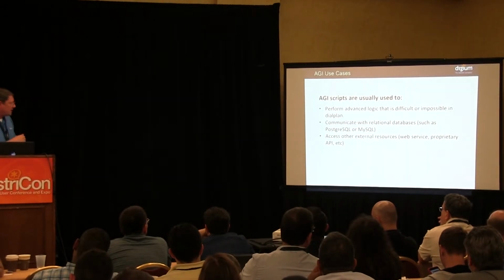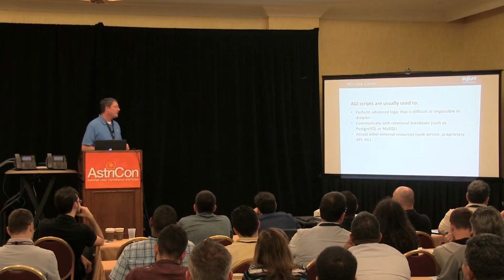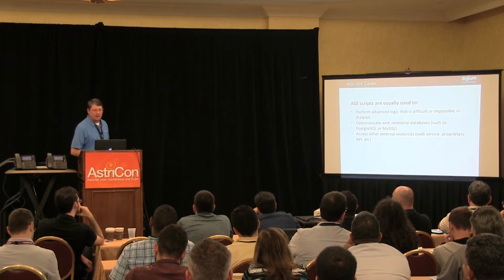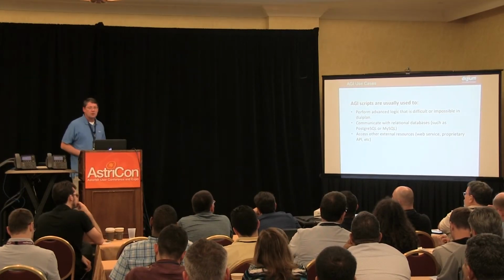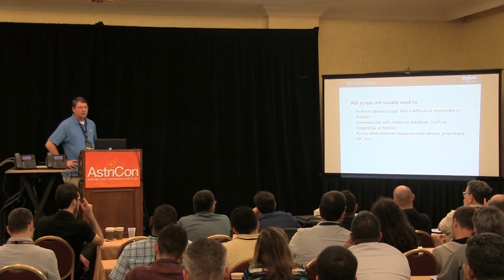So why would you use an AGI? A lot of times there's some advanced logic you need to do that really can't be done inside the dial plan, so you'd want to do it externally. You might want to communicate with a database, and even though you can do that within the Asterisk dial plan, it's a lot of times much easier to do it within a real programming language. And maybe you need to access some other resources like web services or some other proprietary API of some other system.